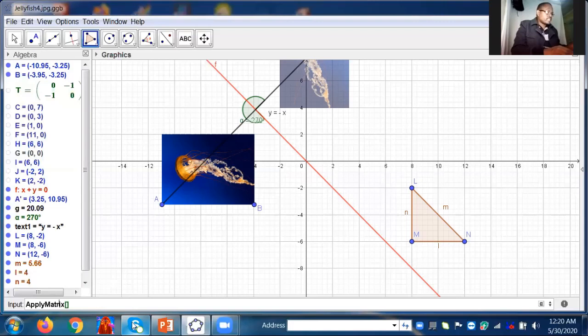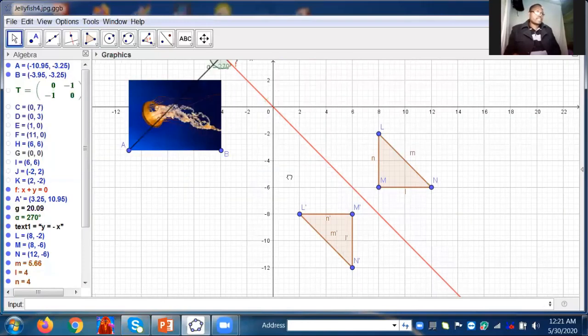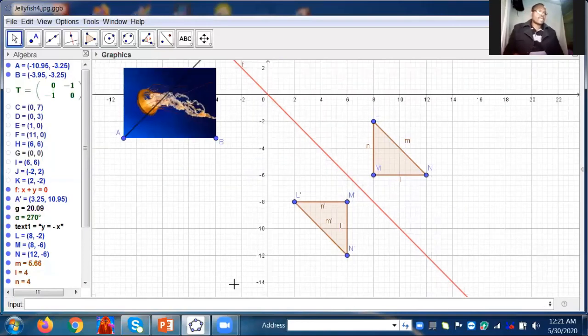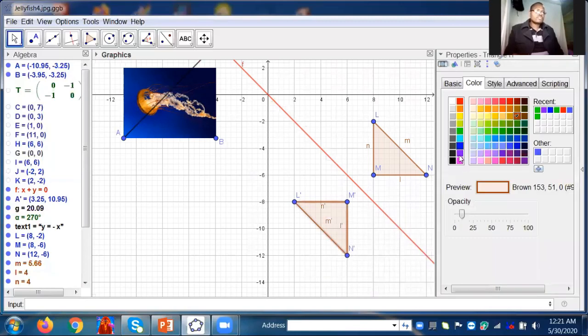My matrix is T, and then my triangle is T1. And then I will get the image. The image is L prime, M prime, N prime. We can change the color of the image to color purple.